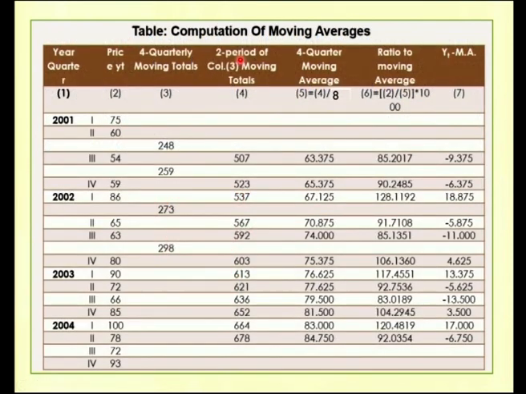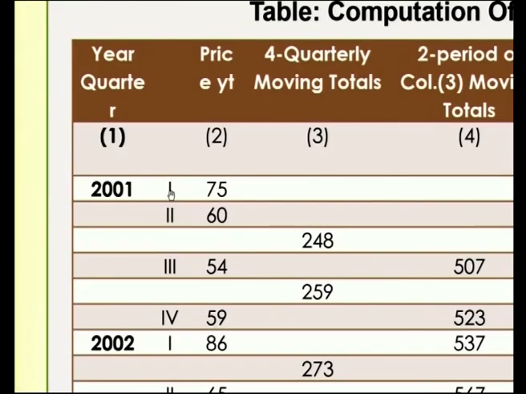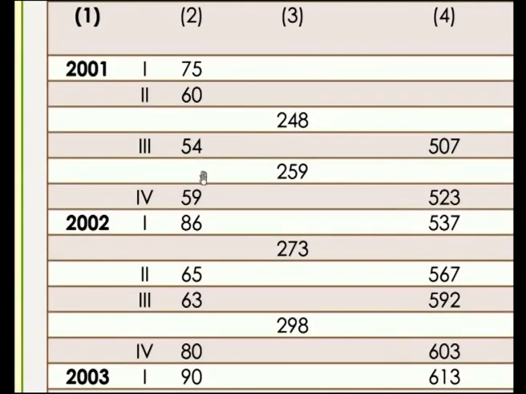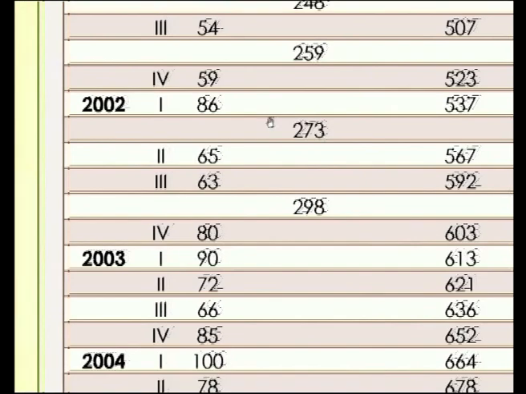That is how the seasonal index is calculated. Now look at this table, computation of moving average. First the years are written, and for each year the quarters are written: first quarter, second quarter, third quarter and fourth quarter. All the values given in tabular format in the question are written vertically, like 75, 60, 54, 59. Similarly for the year 2002, 86, 65, 63, 80, and likewise for the other years.